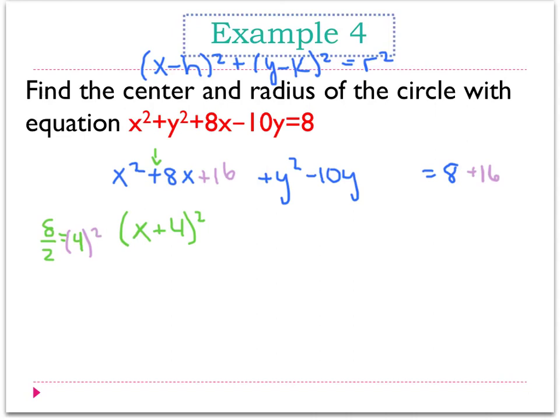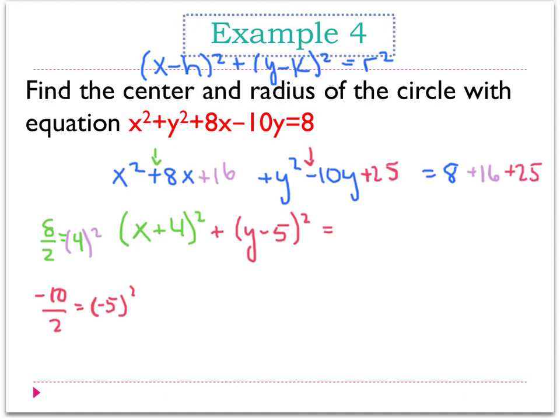Now for our y term, we take our b, which is negative 10. We divide it by 2 and we get negative 5. So we're going to do y minus 5. Remember, if this is a minus, the minus is here. And technically, this is going to be a negative 5, and we're going to square that and add that to each side. So I must add the 25 to the other side. So this is going to be equal to 49.